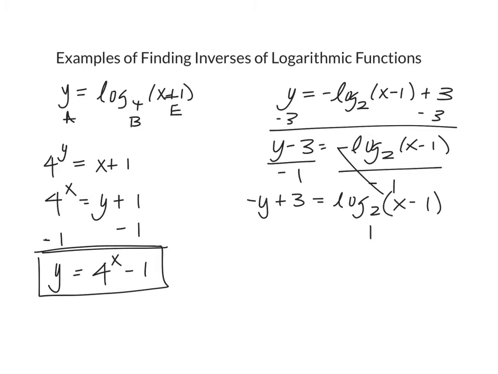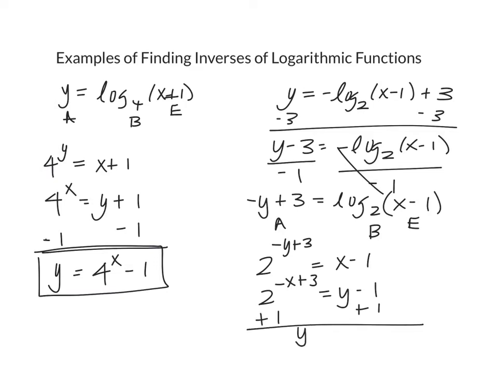Now that I have that, again, this is the base, this is the exponent technically, and this is my answer. So we will have 2 to the negative y plus 3 equal to x minus 1. Again, we're going to switch x and y, so that now becomes 2 to the negative x plus 3 equal to y minus 1, and finally we add 1 to both sides. So we will get that y equals 2 to the negative x plus 3, plus 1. That's a plus 1. So that would be the inverse for that one. It looks pretty bad, but it's pretty doable.